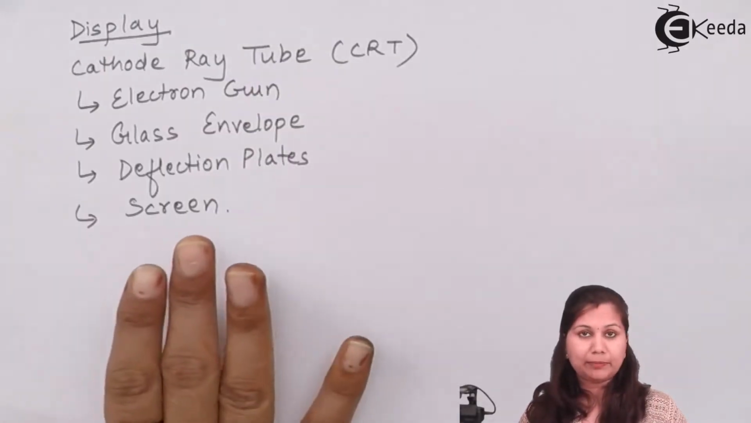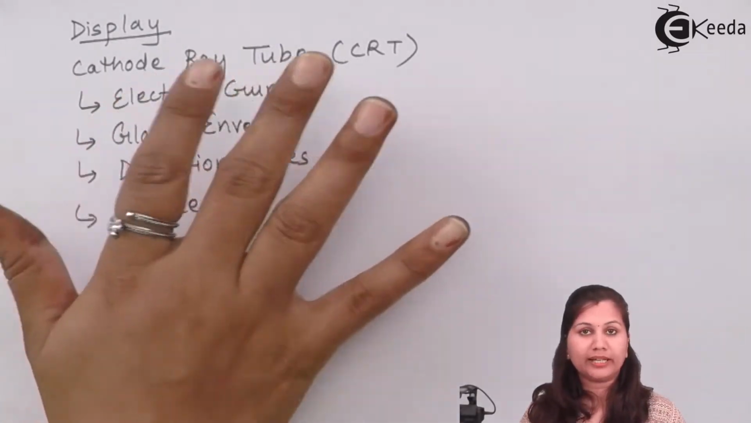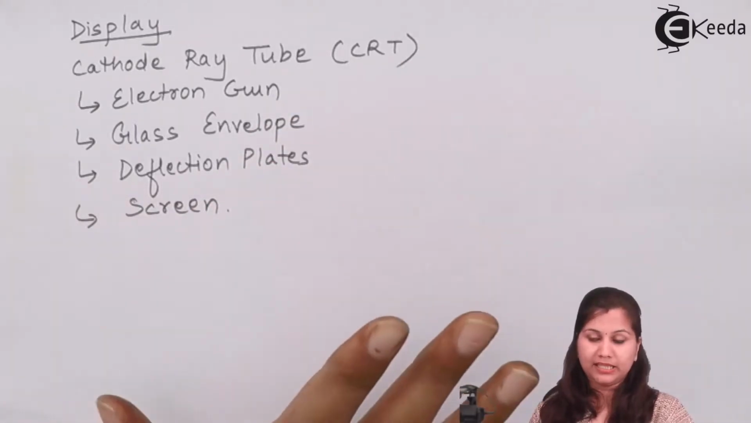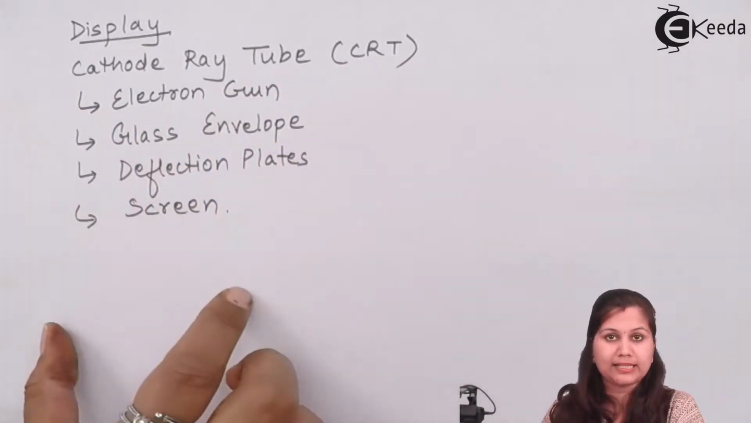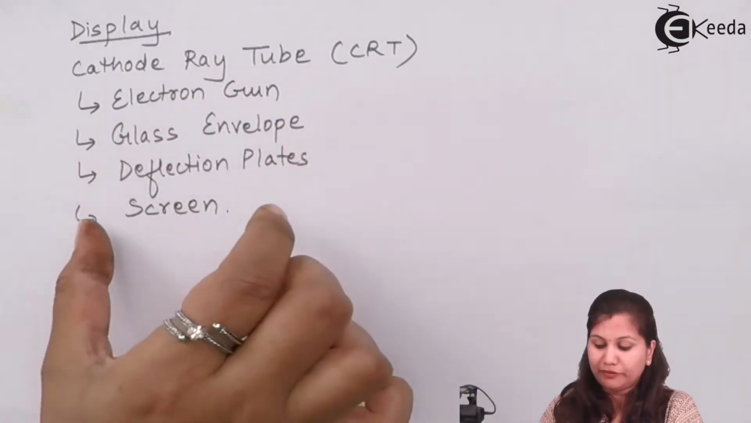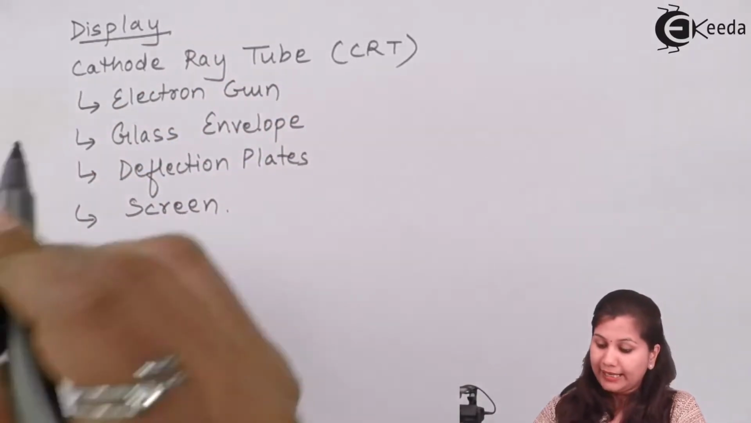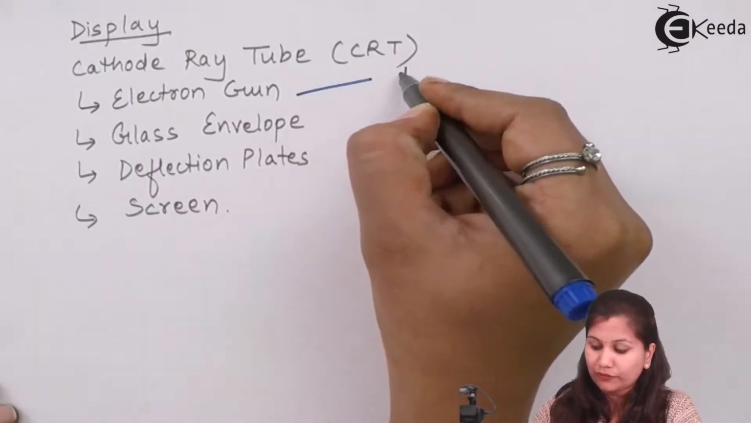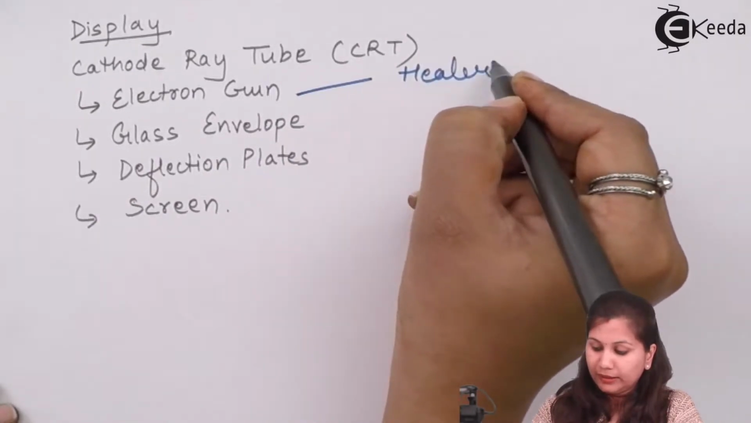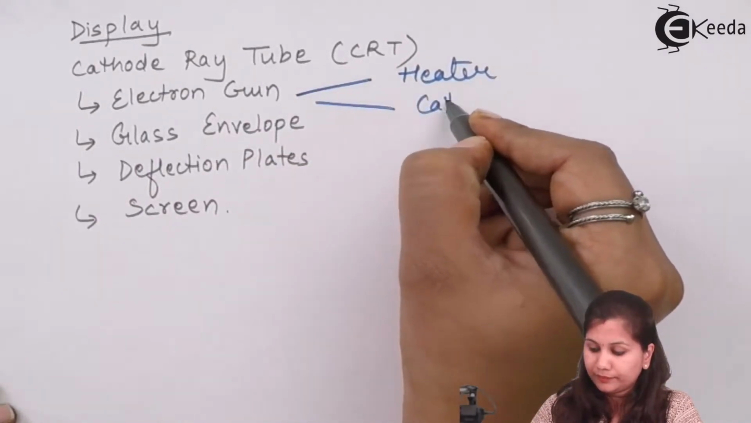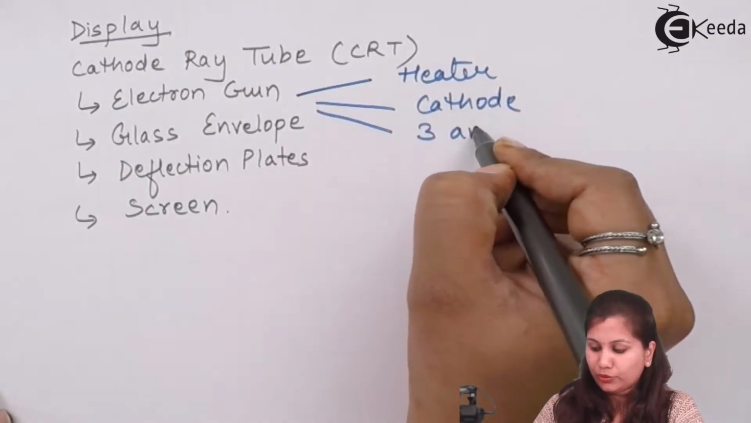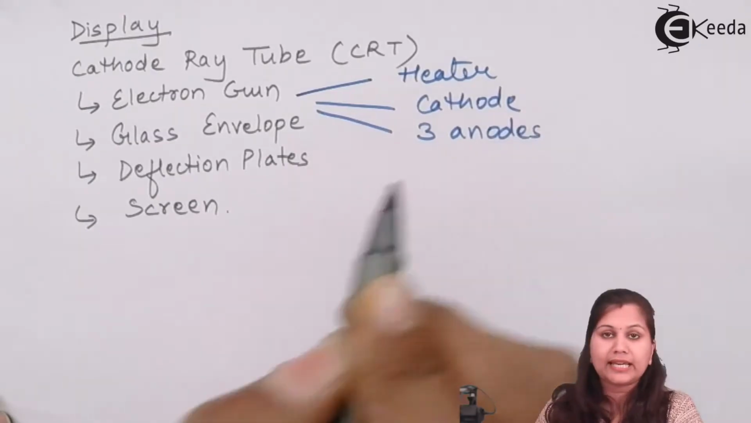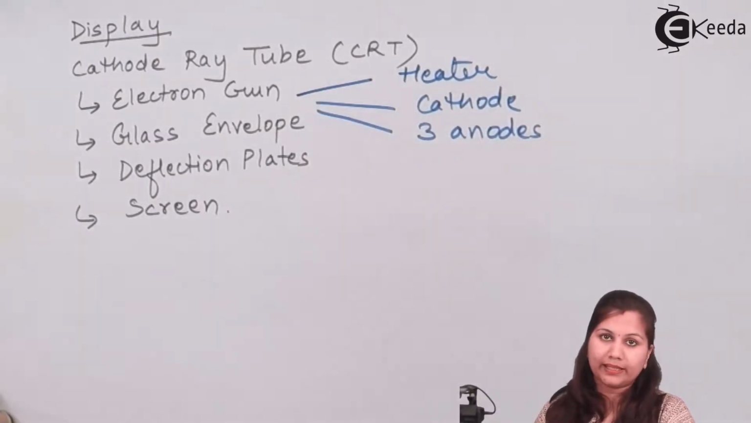So here in the display section, we studied the cathode ray tube, that is the CRT, and we saw that the CRT consists of various parts: electron gun, glass envelope, deflection plates and screen. The electron gun also consists of the heater, cathode and the three types of anodes: pre-accelerating, accelerating and the focusing anode.